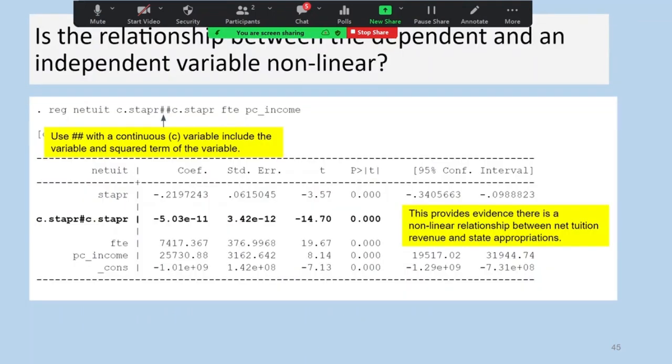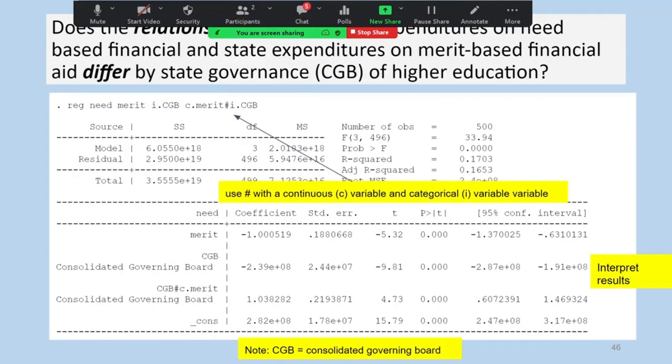Okay. So how do you do that in Stata? Very simple. We did it already with regard to looking at curvilinear relationships, right? We simply put in c., state appropriations, hash mark, c., state appropriations. We created that in Stata, okay? To get the nonlinear relationship. But say we want to look at how the relationship, and let me move this down again.